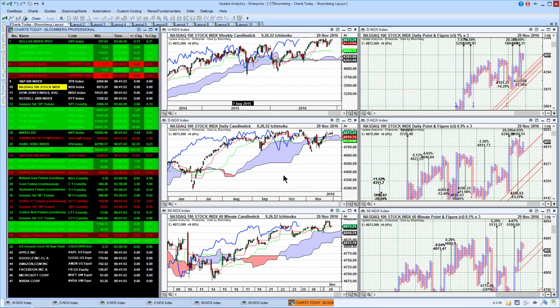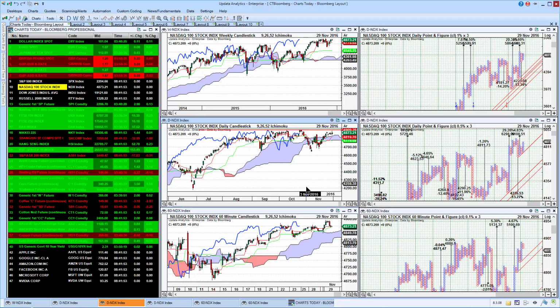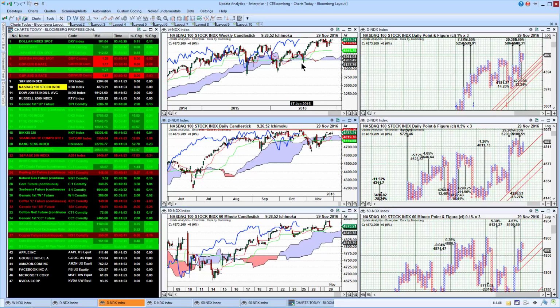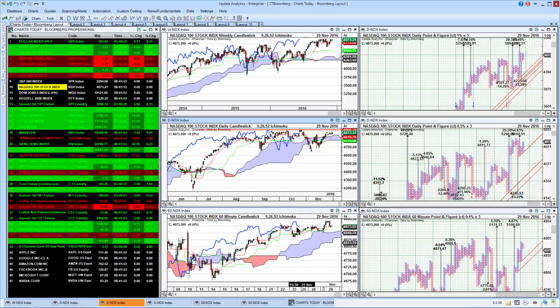We can see that resistance really kicking in, and if we just take a look at that, they're struggling to get through this 4900 level. Once we're through there, then we'd expect the Nasdaq to run. We see the sideways consolidation pattern on the weekly chart, move up, sideways, waiting for the next move up. Bullish on the 60-minute chart now.